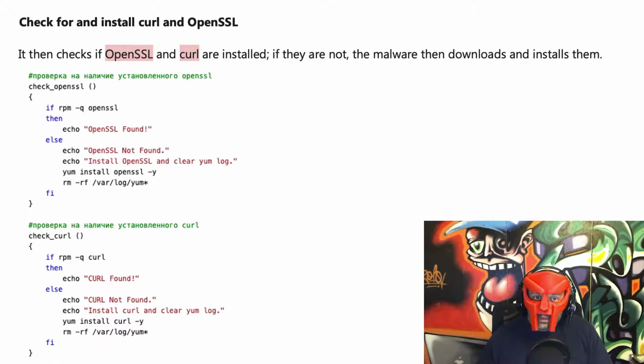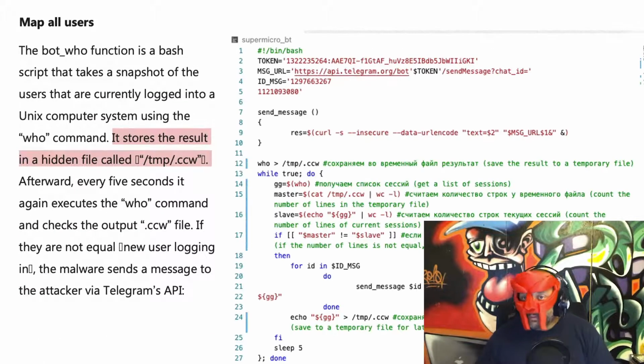So the next step, if you recall from the visual representation, is the check for and installing of curl and OpenSSL should they not be installed. So it then checks if OpenSSL with the check OpenSSL function and curl with the check curl function are installed. If they're not, the malware then downloads and installs them. So now we're up to mapping users.